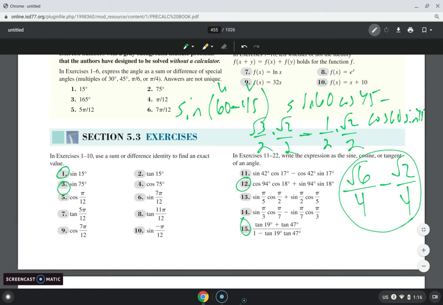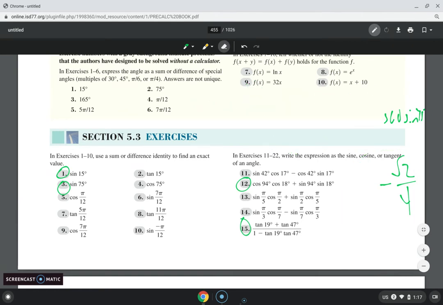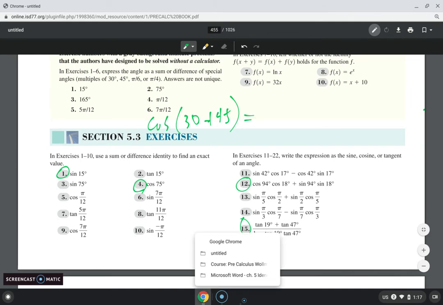All right. Let's try another one. Let's try number 4. I will leave you guys number 3 to do. I want to do 4 because that's a cosine one. Cosine of 75. All right, so how can I use 60, 45, and 30 to add up to 75? Well, that's going to be the cosine of 30 plus 45. Okay, equals. So I look at my formula sheet.